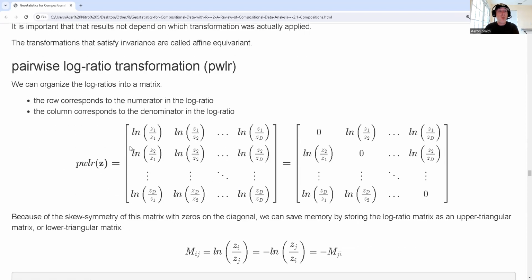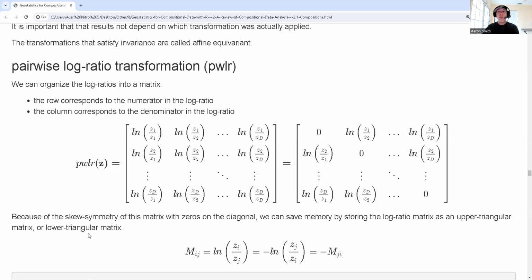All right, so the textbook sets it up so that rows correspond to the numerator in the log ratio, and columns correspond to the denominator. Now you'll notice that here I've got Z1 over Z1, Z2 over Z2, following the trend all the way down to ZD over ZD. All these ratios on the diagonal are 1, and the log of 1 is 0. So I have 0 on the diagonal of this matrix.